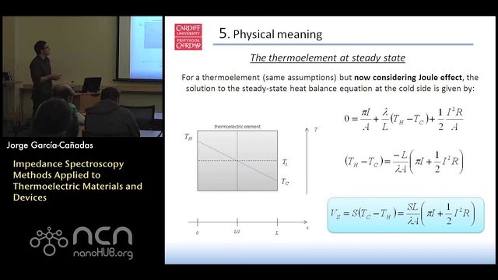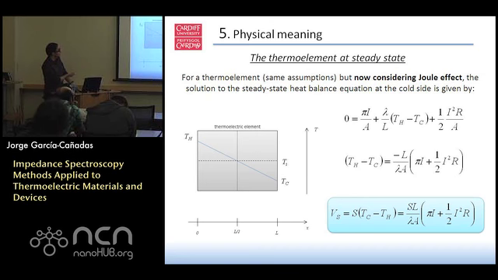So if we look at the steady state heat balance equation, the solution at the cold side is given by this equation. This is more or less a very standard, frequently used equation in thermoelectrics. So now I can work out the temperature difference, and I have this expression. And from here I can calculate my Seebeck voltage, which is just the Seebeck coefficient times this temperature difference. And I have this expression.